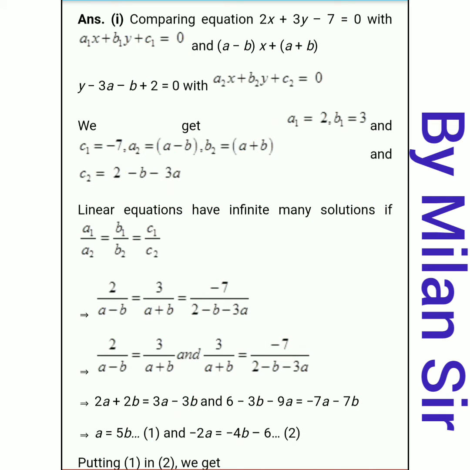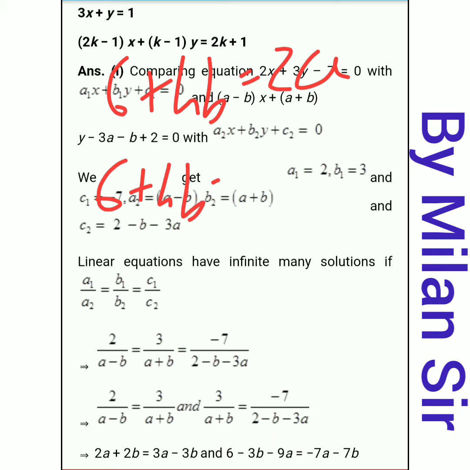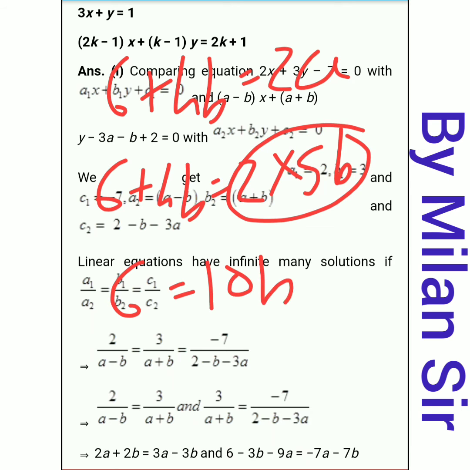right? So 6 plus 4b is equal to 2a. Okay, now put the value of a is equal to 5b. Okay, so here 6 plus 4b, here 2 into, in place of a, 5b. Okay, so 2 times 5 is 10b. Now transfer this plus 4b to the right hand side, so it becomes minus 4b. So 6 is equal to 10 minus 4, it is 6b.